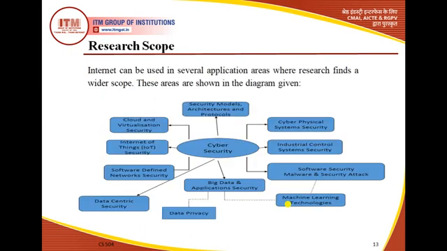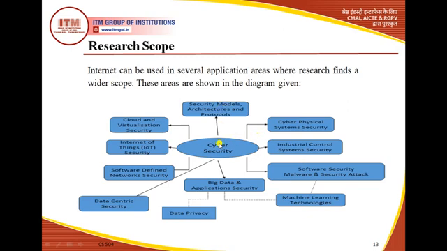Now the research scope. The internet can be used in several application areas. There is no one particular area where the internet can be used. It can be used in several application areas, and research finds a wider scope, or research can be carried on in those particular areas. For example, we have taken cyber security. Several key areas are there where research can be further continued.